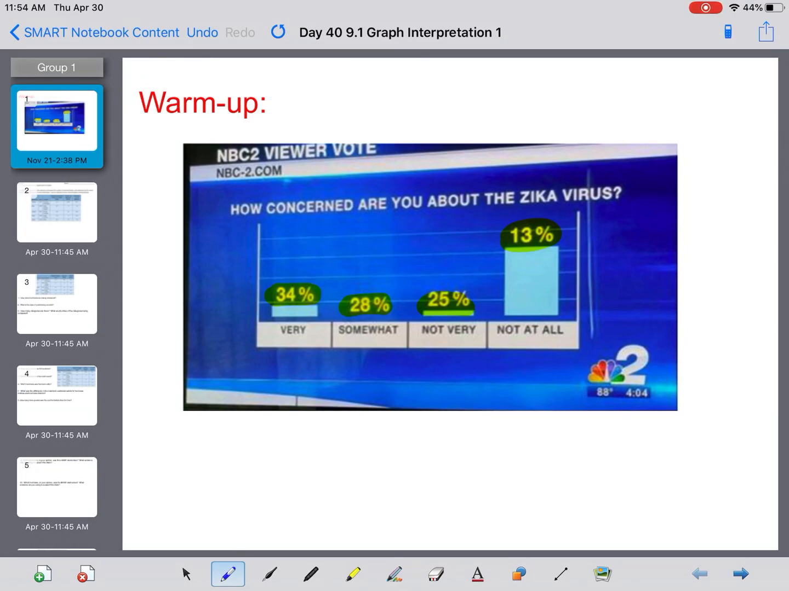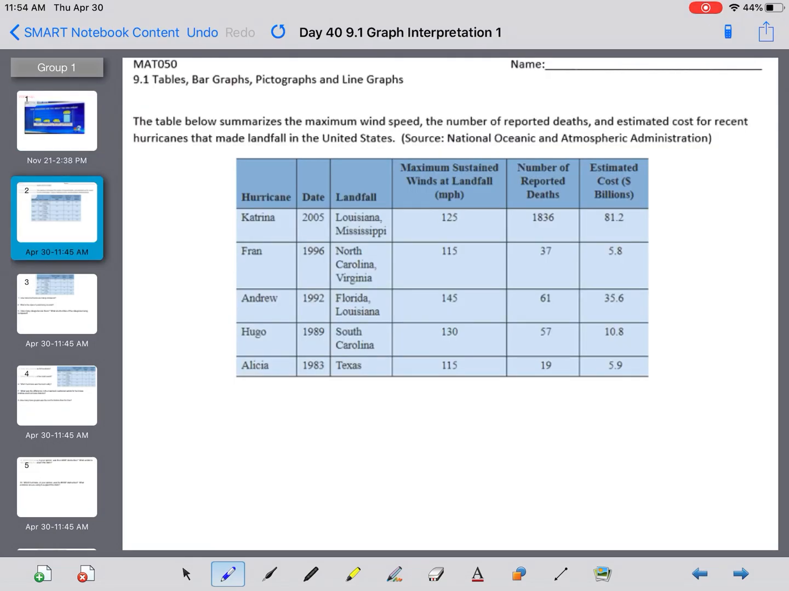I will say the only good thing about this particular graphic is the fact that all of the percentages, if you were to take 34, 28, 25, and 13 and add all of those together, you would end up with 100%, meaning all of the categories are represented here. So there's not a missing category that they didn't include in this graphic.